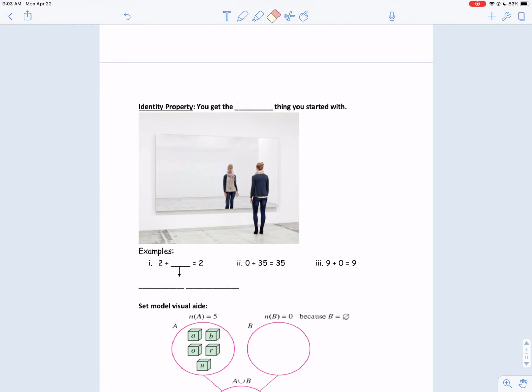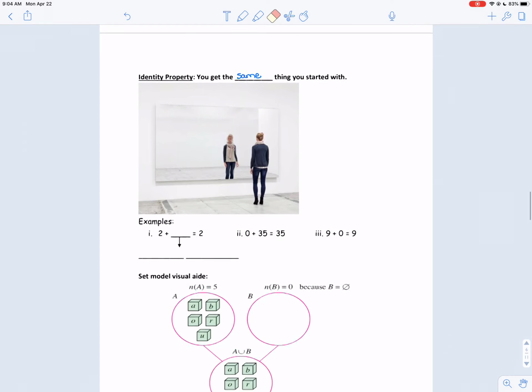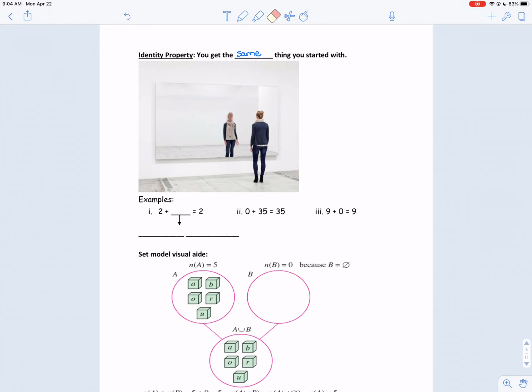Now the identity property says you're going to get the same thing that you started with. So when you look in the mirror, you're going to get the same thing that you started with. So here's an example. You have 2 plus something is going to give you 2. What is that something going to be? 0. That's the additive identity. And there's a few other examples. 0 plus 35. And here's 9 plus 0. So you started with 9. You got 9 to end with. So that's the identity property.